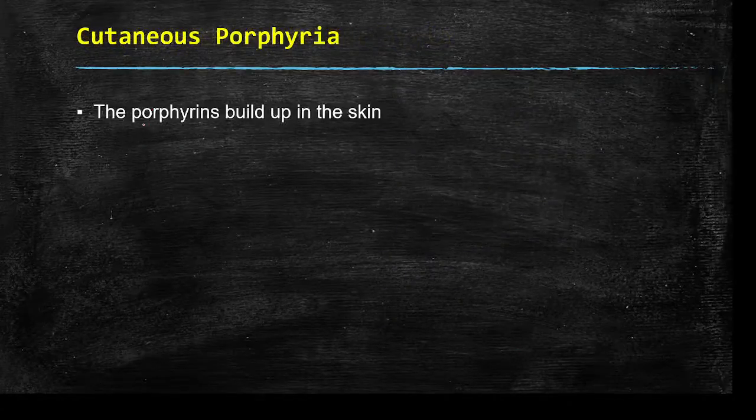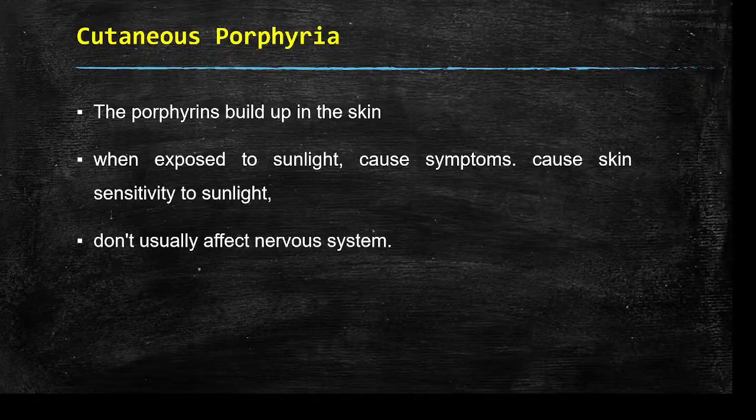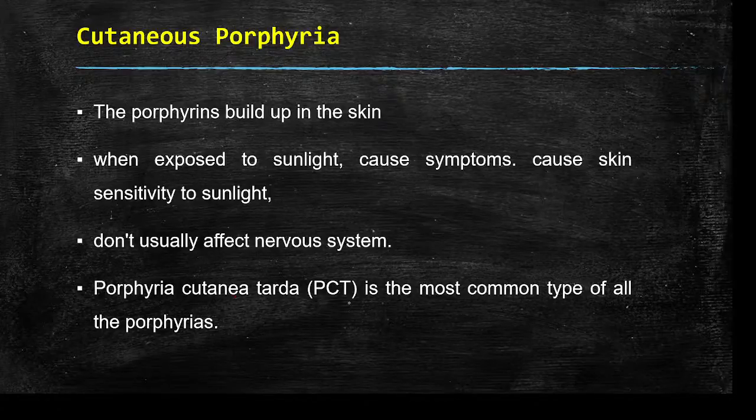In cutaneous porphyria, the porphyrins build up in the skin. When exposed to sunlight, it causes symptoms, causing skin sensitivity to sunlight. They don't usually affect the nervous system. Porphyria cutanea tarda is the most common type of these cutaneous porphyrias.